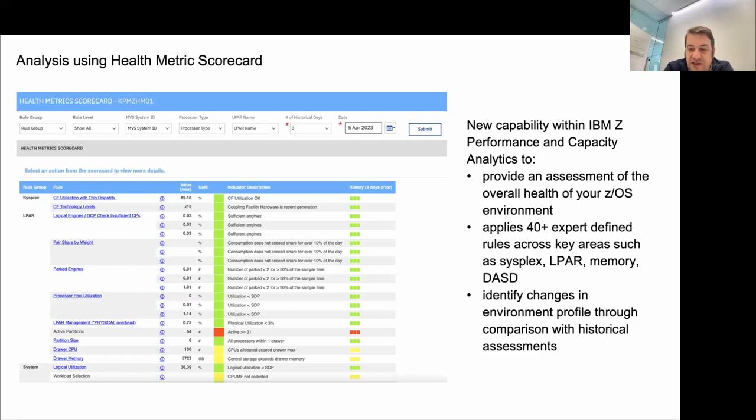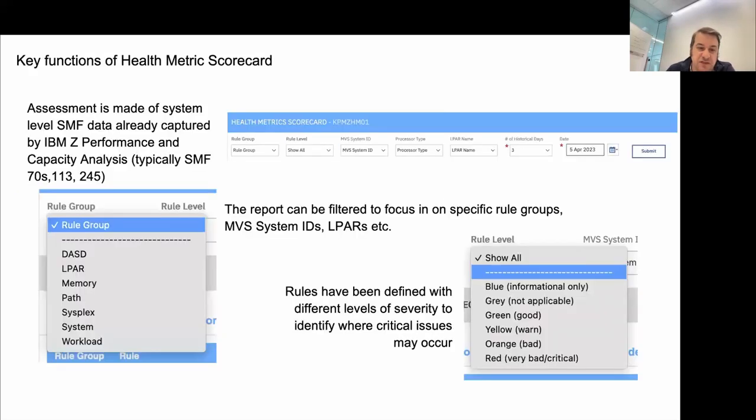It will allow you to identify changes if something has occurred that is different. Some of these rules are fairly static because they're related closely to the hardware. Some of them will change based on the workload as well. So you'll be able to be alerted to changes in the environment profile. You may also use this as a way of doing a health assessment periodically. So you might want to do this over a period of time, or you might want to do it on a continual basis as you run through this. The choice is yours there.